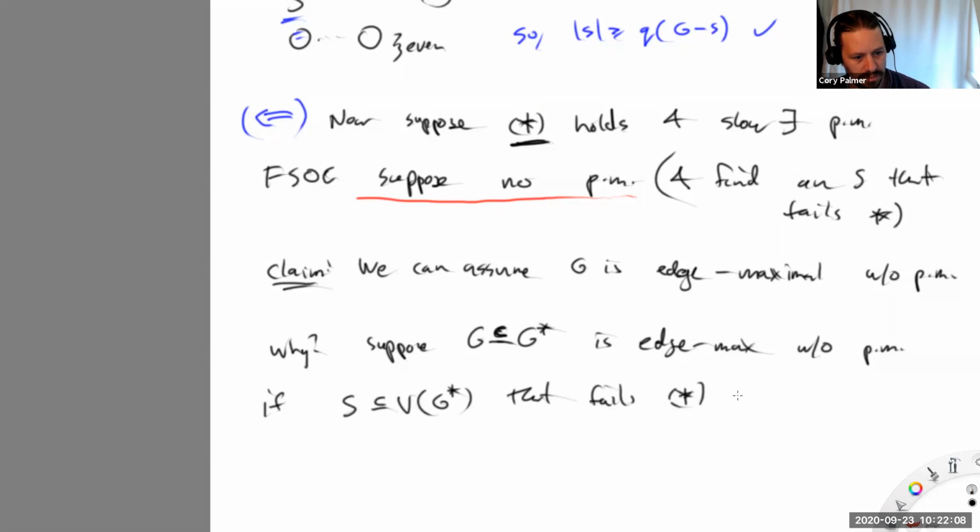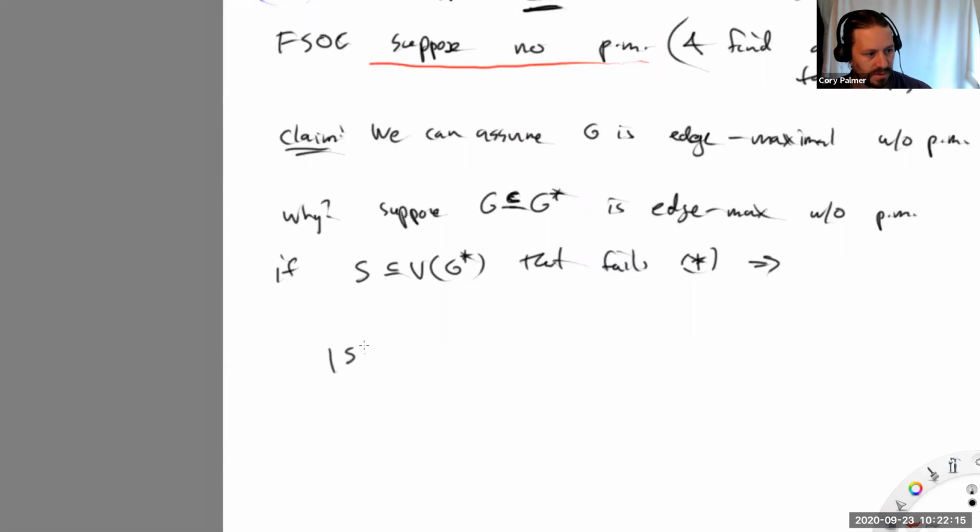Tutte's condition in G star, then what does that mean? I'll draw a picture here. This makes this a lot easier. So then we have that set S in this bigger graph G star.